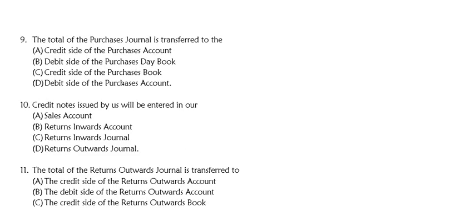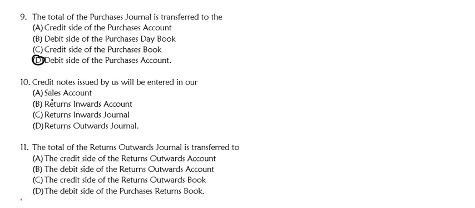Total of the purchases journal is transferred to the debit side of the purchases account. So from the purchases journal, you have to post the total purchases on the debit side of the purchases account. Credit note issued by us will be entered in our sales account?